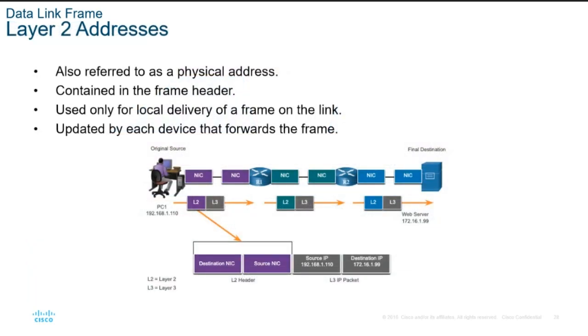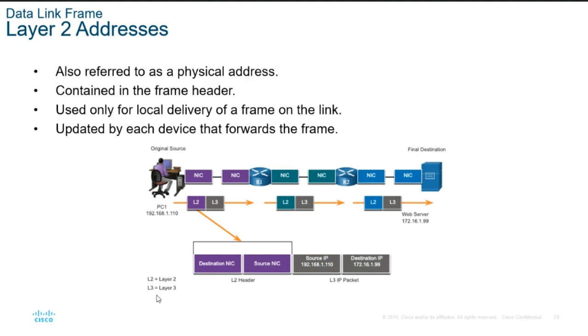So the data link layer provides the addressing used in transporting a frame across a shared local media. The device addresses at this layer are referred to as physical addresses. Layer 2, the data link layer addressing is contained in the frame header, used only for local delivery of a frame on the link, and then updated by each device that forwards the frame. So, makita natin ito sa ating figure.